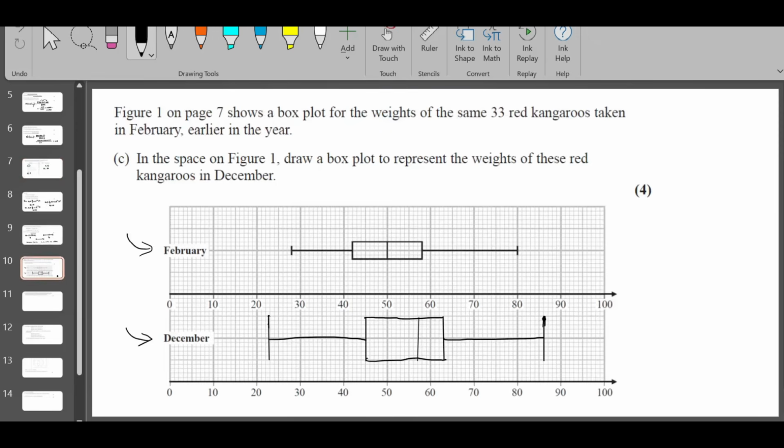So 16 is here, so you put a little cross mark here, and then 94, you put a cross mark here. That's how you draw the box and whisker plot. So you need to mention everything clearly, like outliers and everything. So I'll be given 4 marks.